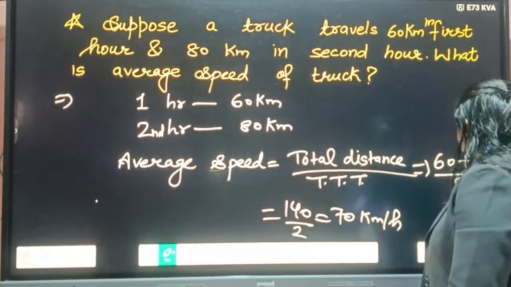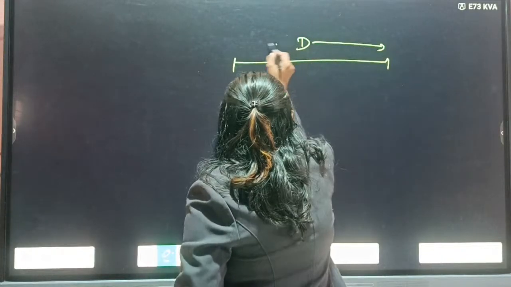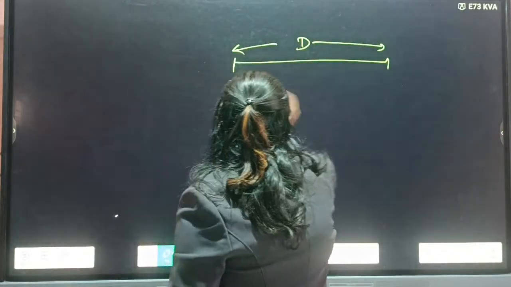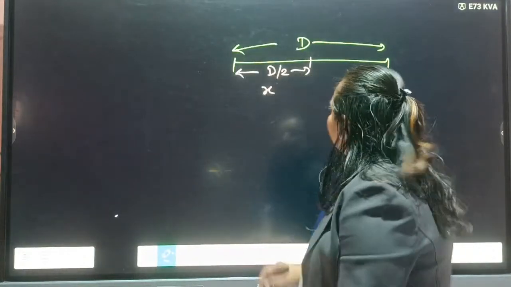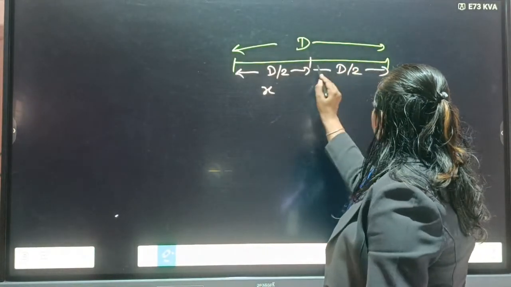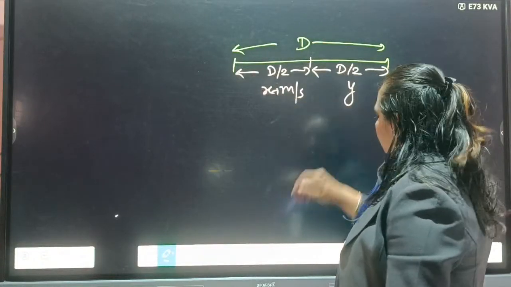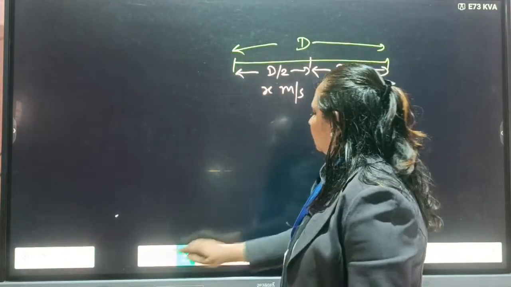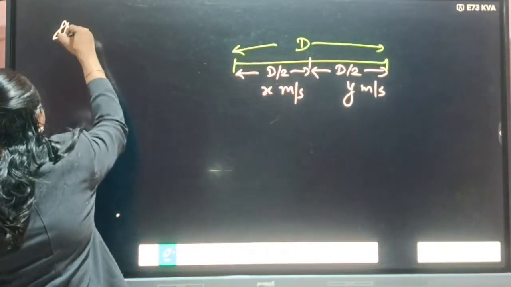One more thing, we can find the average speed or average velocity of an object if the total distance is divided into two equal parts. Okay? Suppose this is a distance, whatever distance it is, if half the distance, that is d by 2, is covered with x speed and the remaining d by 2 distance is covered with y speed. Okay? x meter per second or y meter per second, whatever it is.